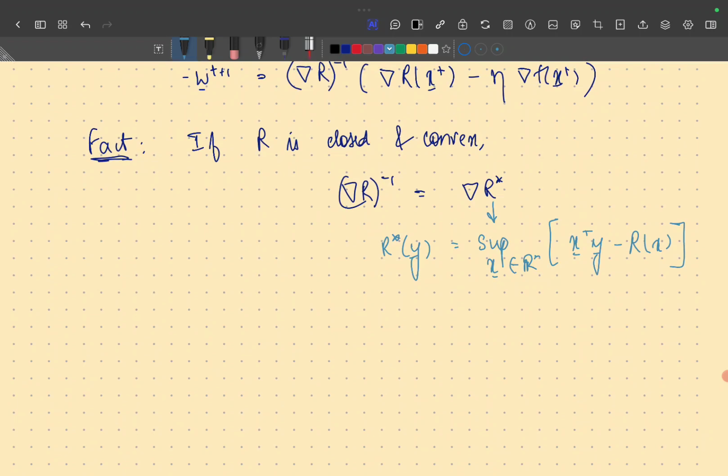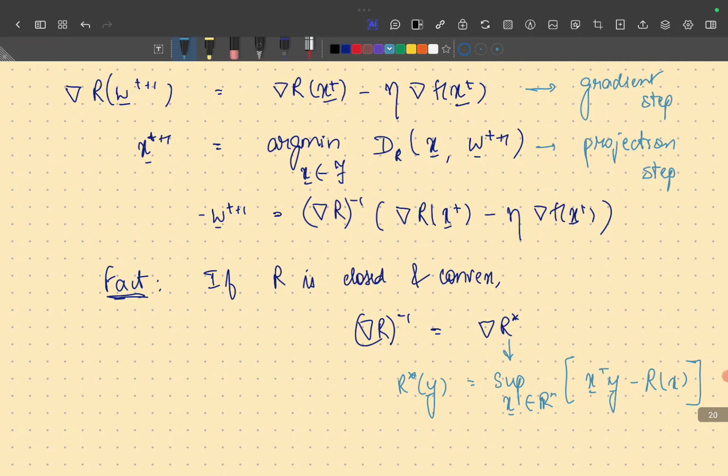So this is another way where the conjugate helps. The first connection that we saw where the conjugate came in was in terms of duality. If you're able to evaluate the conjugate, then sometimes you're able to find the dual of a particular optimization problem subject to linear constraints. But here we see that if you're able to compute the conjugate of this particular function R, then you can also find the inverse of the gradient. All right.